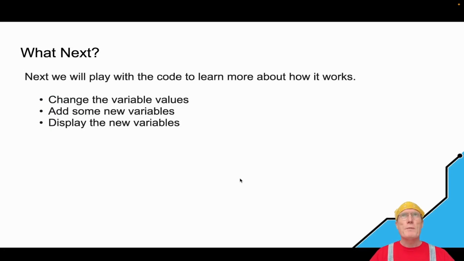So next, what we're going to do is play around with the code, because I often find that the best way to learn about something is to actually change it and break it and muck around and just see how it works. So we'll change some of the variable values, and we'll add some new variables and then display the values of the new variables. By playing with the code and not worrying about breaking it, you're going to learn a lot more. If you do manage to somehow completely break it, don't worry, just go back a few steps, reload the original code and carry on.